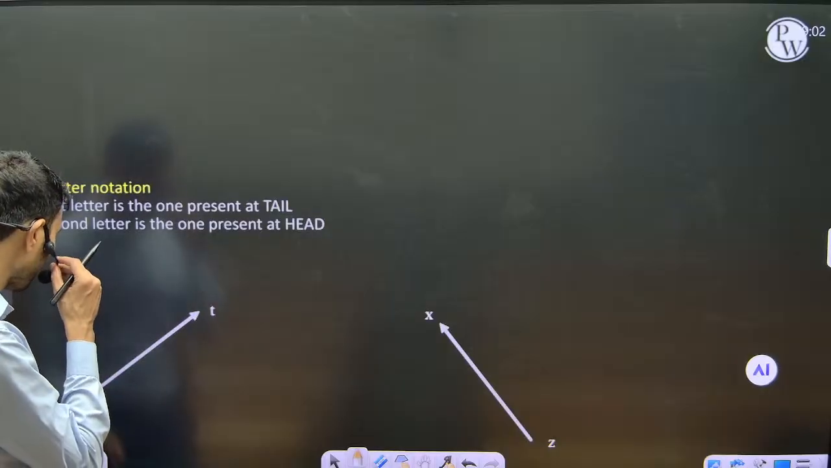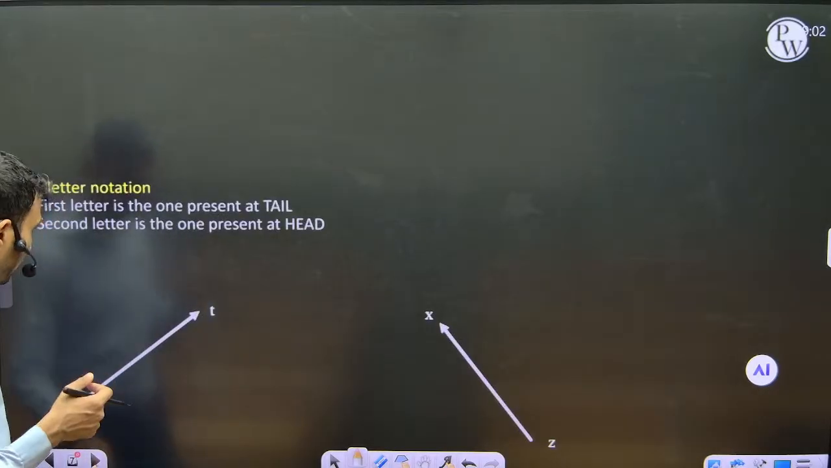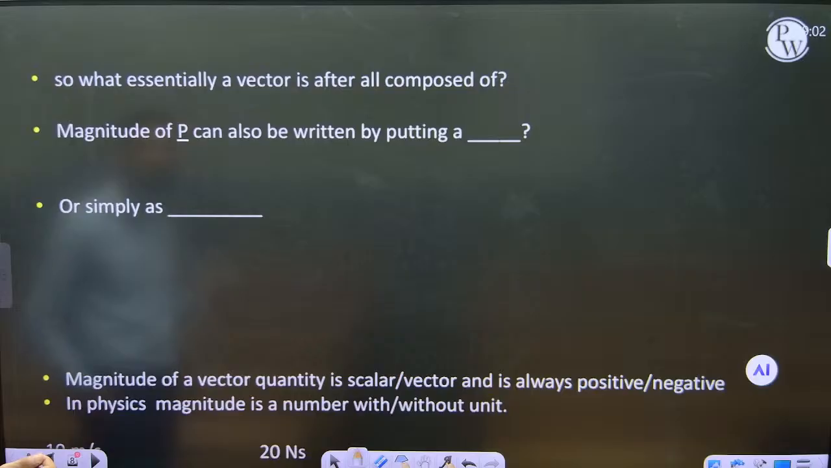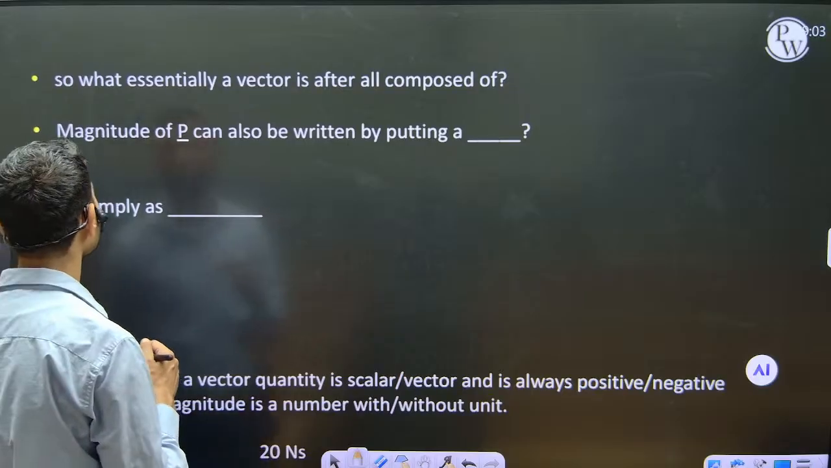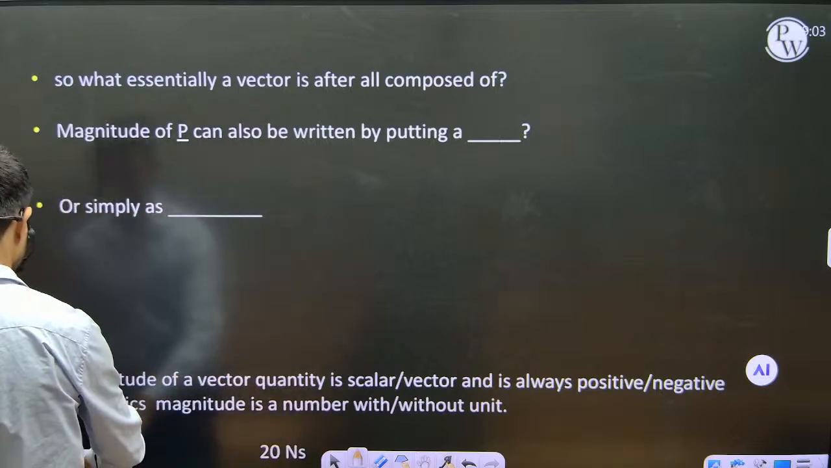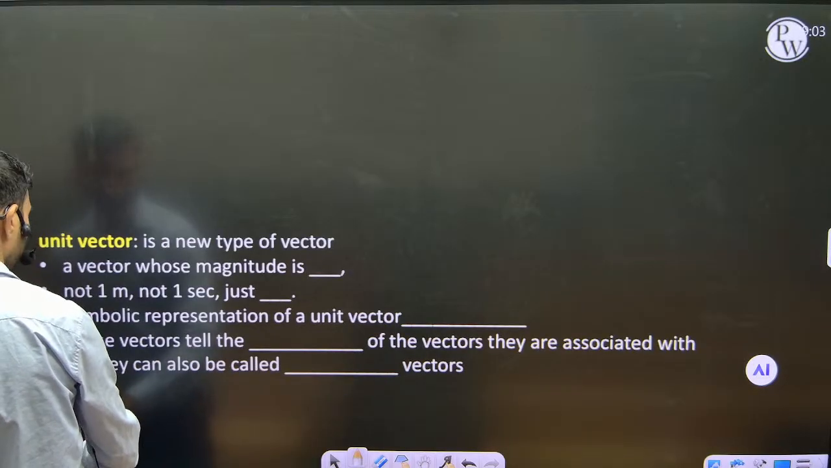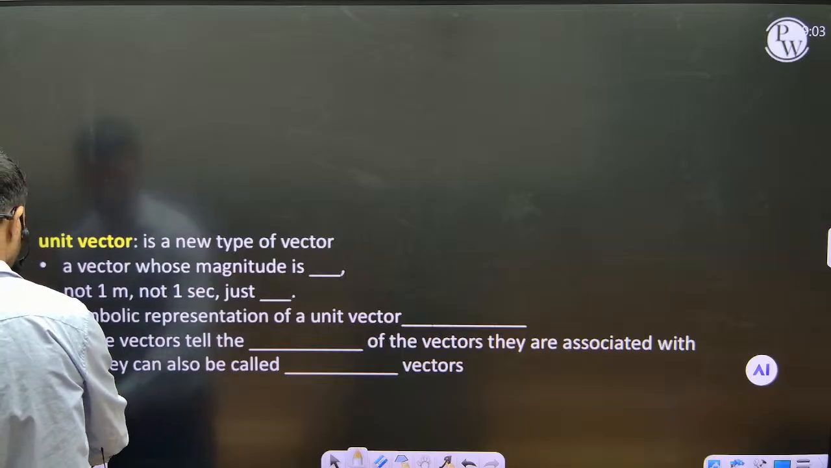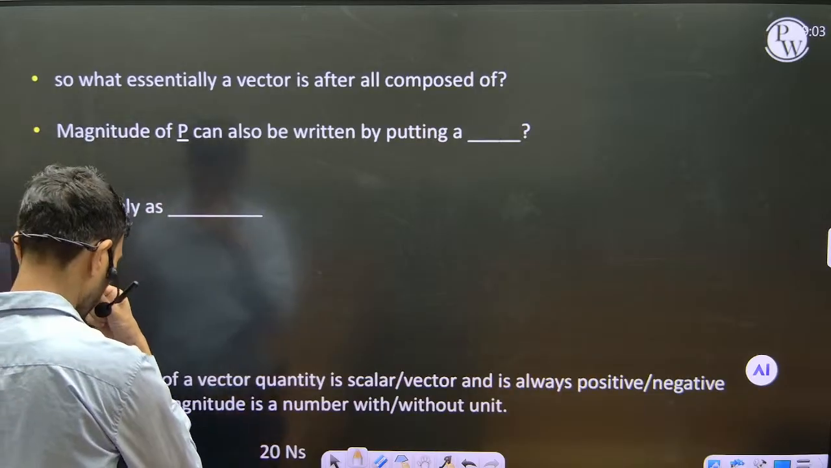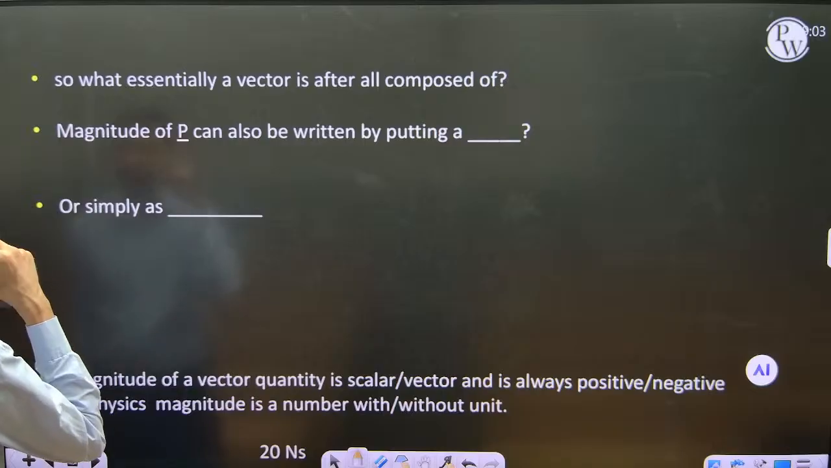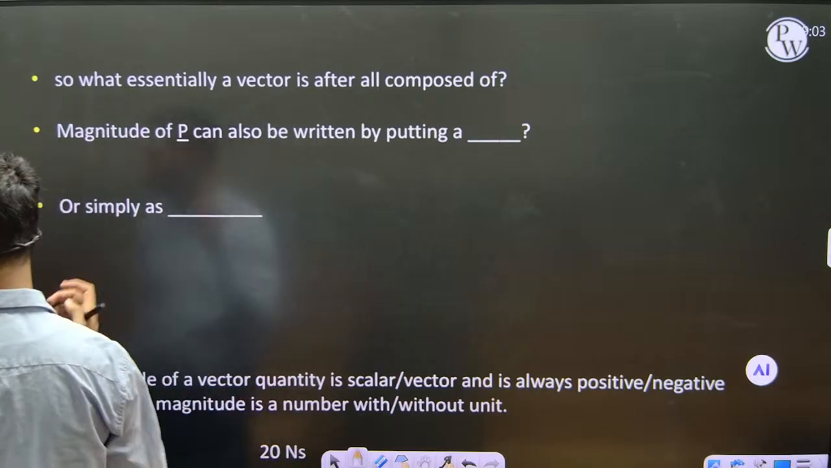Okay, so we are done till here, right? And what about this? We have to do this part. So, what essentially is a vector composed of?